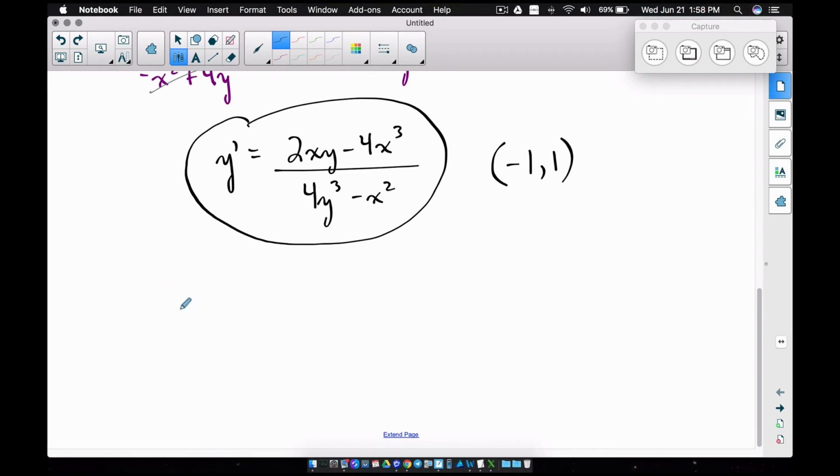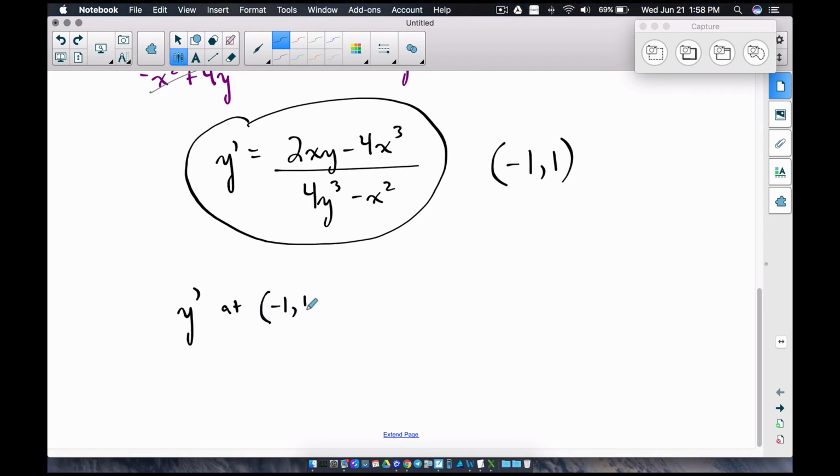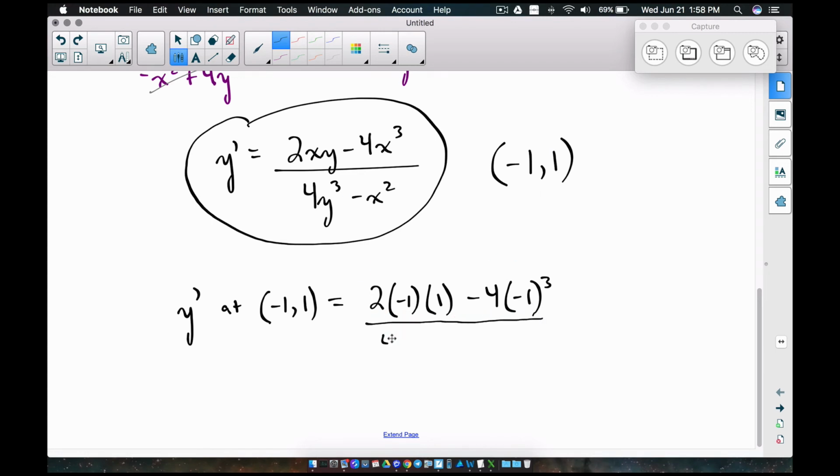So if we do m tan or y prime, I'm just going to say y prime at negative 1, 1 is equal to, so we're going to plug a negative 1 into x and a positive 1 into y's everywhere in this piece. So we have 2 times negative 1 times positive 1 minus 4 times negative 1 cubed. Notice what I did here is I just took negative 1, I plugged it into my x's, and I took a positive 1 and I plugged it into that y there. Let's do the same thing at the bottom. So we have 4 times 1 cubed minus negative 1 squared.